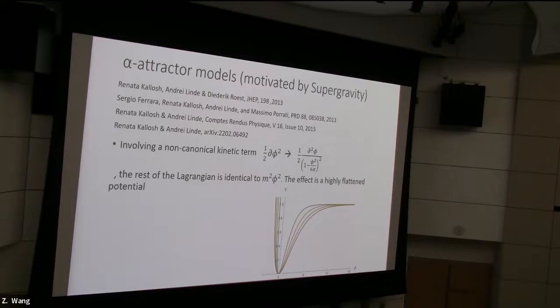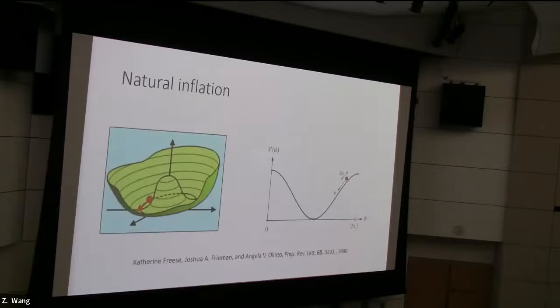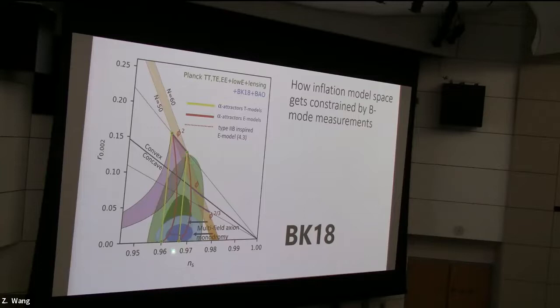But it is a possibility that supergravity has these non-canonical kinetic terms. So that produces this class of models that still fits with the theory, with the observation.